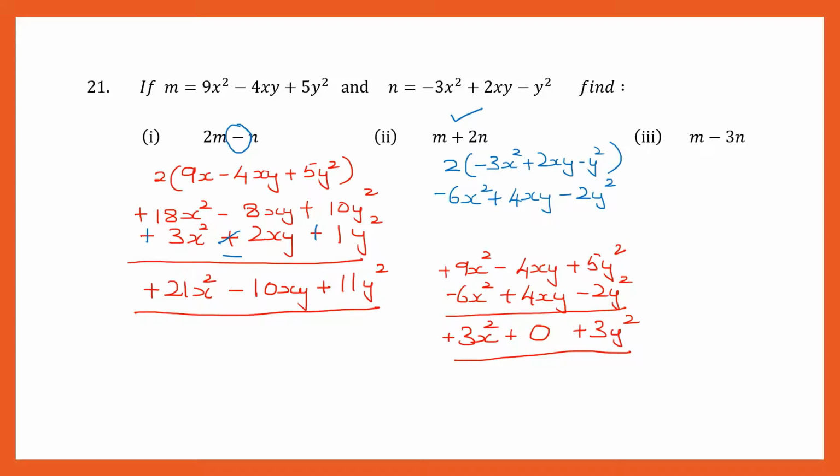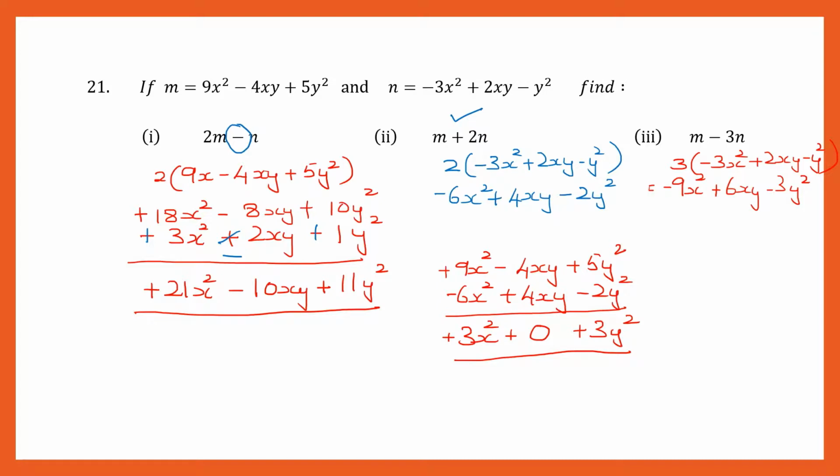Moving on to the third one, m minus 3n. So first let's find out 3n. So it means 3 into n: minus 3x square plus 2xy minus y square. Okay, so let's multiply this. 3 into 3 is 9. So minus 9x square. 3 twos are 6, plus 6xy, minus 3y square. Okay, now we have got 3n.